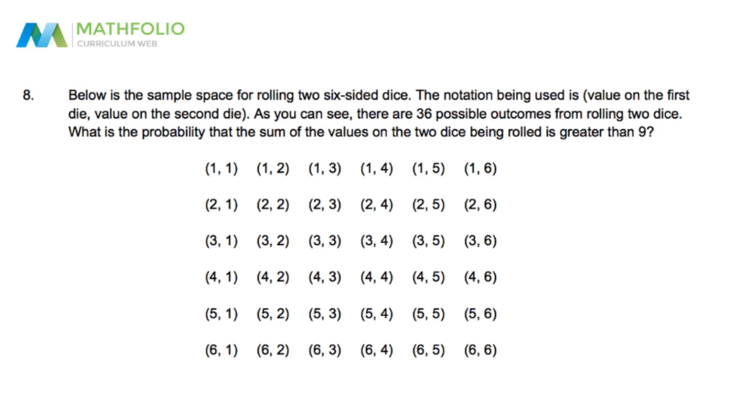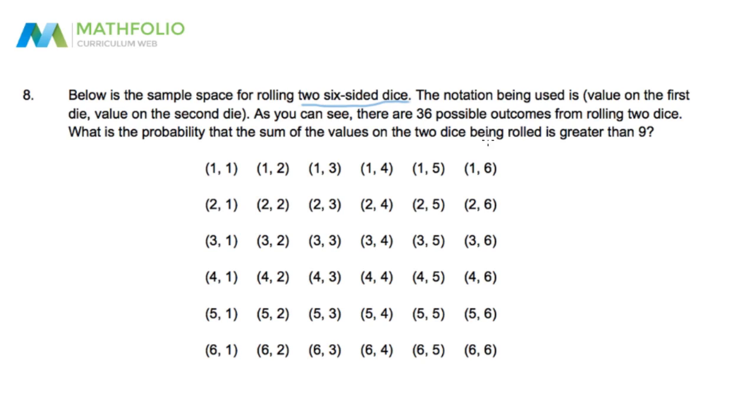Question number 8. So this is a probability question, and it's showing a sample space, so let's get into it. The question starts off, below is a sample space for rolling 2 6-sided dice. Some dice have more than 6 sides. In this, most of them have 6 sides.